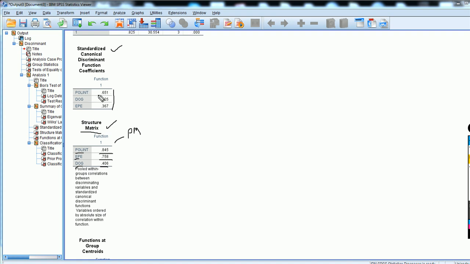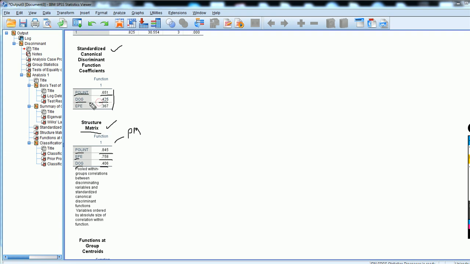So when you look at the relationship between a given predictor and the function, you're looking at that relationship controlling for, or parceling out, the other predictor variables. So like I said, this is basically analogous to a beta weight. And so when we look at the relationship between political interest and function 1, controlling for dogmatism and external political efficacy, you can see that this value is fairly high, followed by dogmatism.